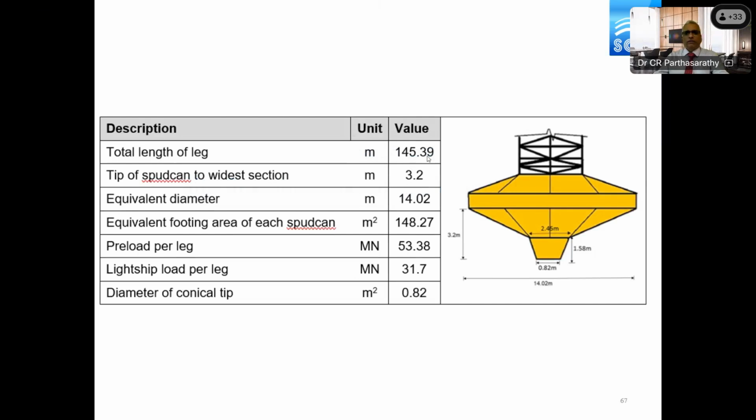Normally the total leg length is fixed. The tip of the spud can, the elevation of the pointed tip from the widest section, is 3.2 meters. The equivalent diameter, although it's a different shape, we consider as an equivalent circular foundation, and you have an area. The preload per leg is 53 meganewton. Light ship load is around 31.7, so 31 to 53 is the preload, which is an additional ballast of water. And you have the diameter of the conical tip here, 0.82 meters.